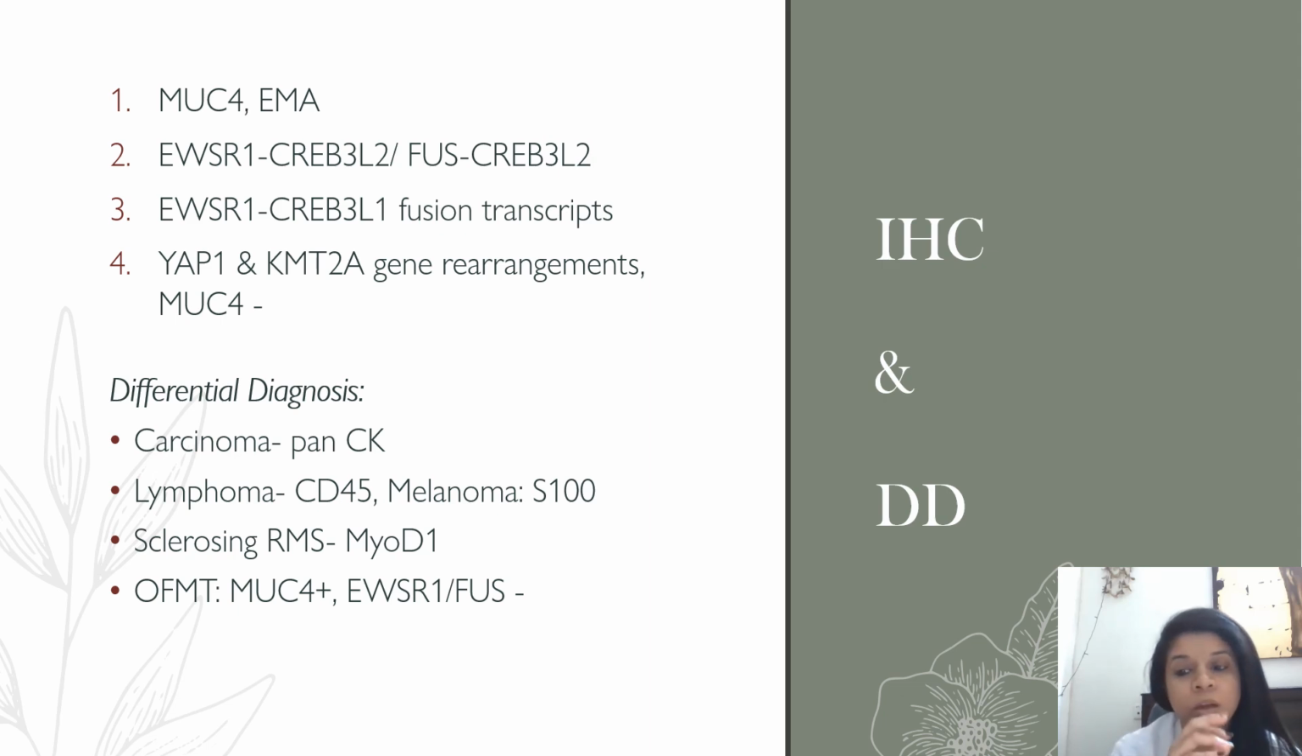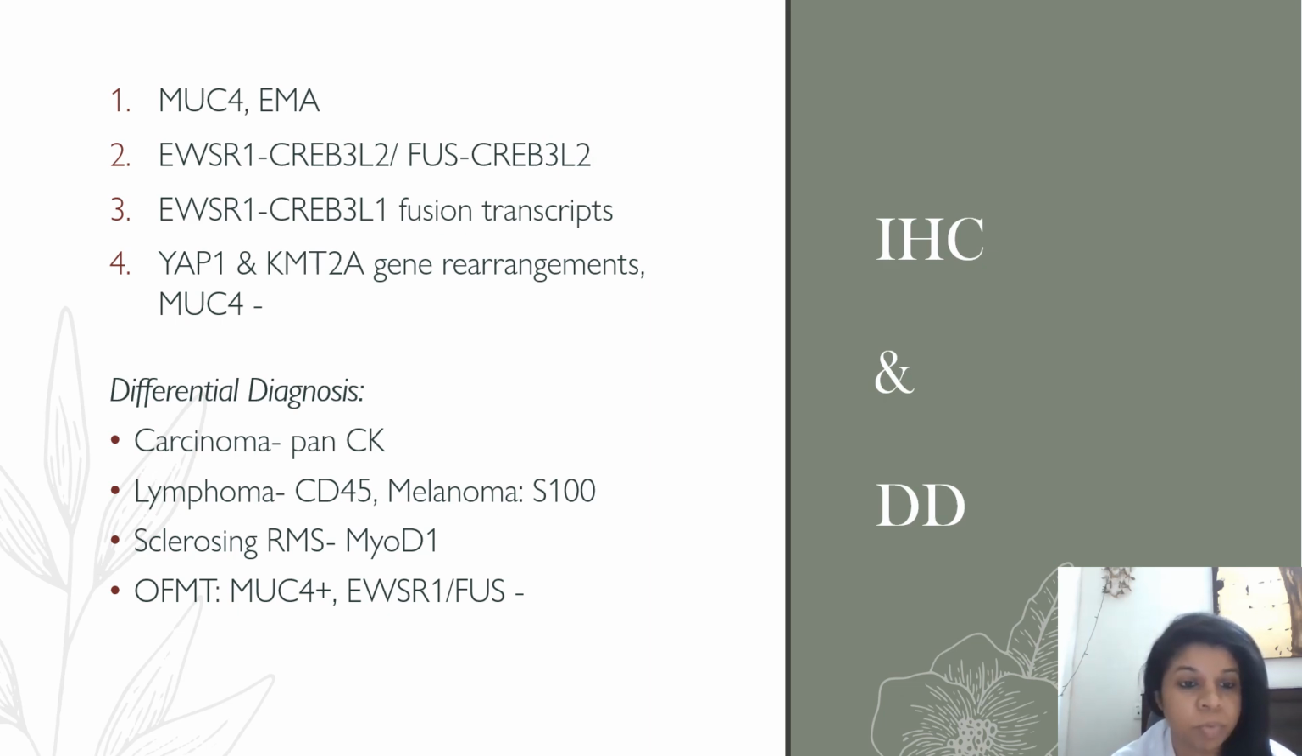In unusual, atypical cases, you can also see MUC4-negative tumors, and in those the gene rearrangements will be mostly YAP1 or KMT2A. That means this tumor is very dynamic and the pathology is very confusing. So you have to go for morphological features, site and other things.